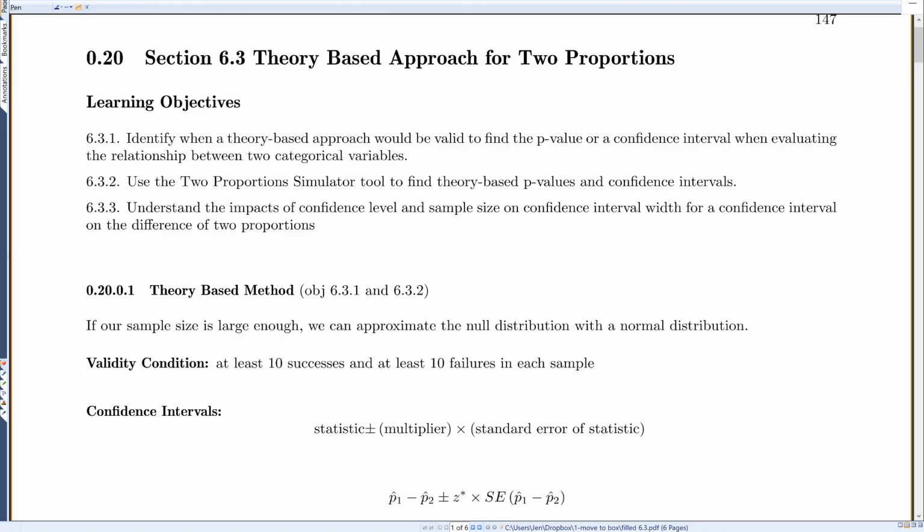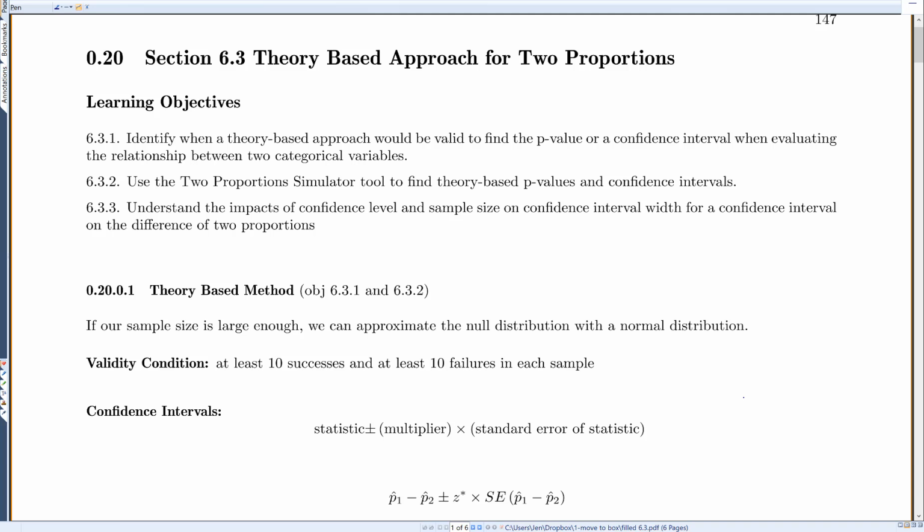This is section 6.3, theory-based approach for two proportions. As always, make sure you actually pause the video and read these learning objectives. It is important to know what you're trying to learn in the section. I just don't read them to you because you can read those by yourself. Okay. So let's start with our theory-based method.